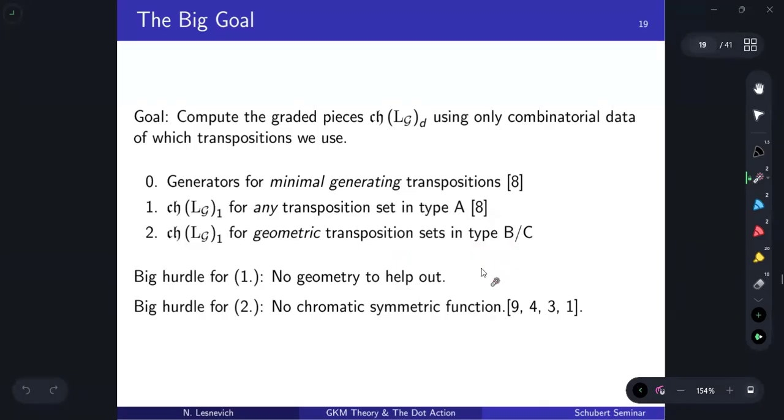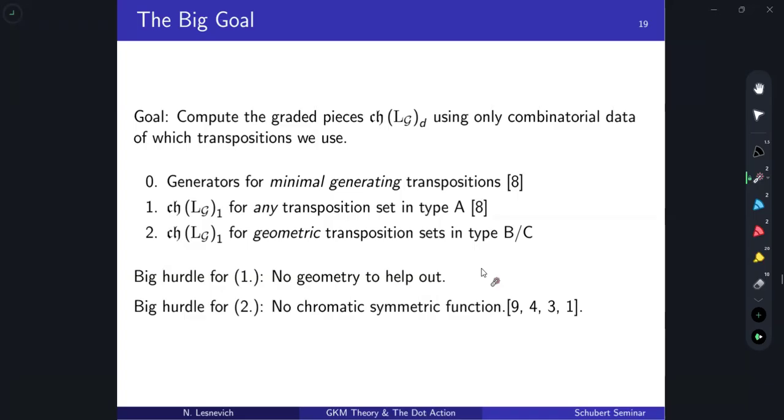So what are the big hurdles that we have to jump over here? Well, for one, if we just take any set of transpositions to build our graph and then work with this module of splines, we might not have any geometry to help us out. We can't pull things like dimension from known results. We have to work totally algebraically on the spline side. And it turns out that the algebraic properties of that set can get wild when they're not constrained by being associated to this geometry.